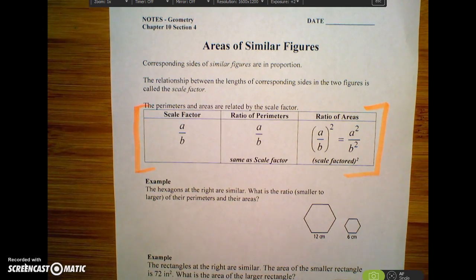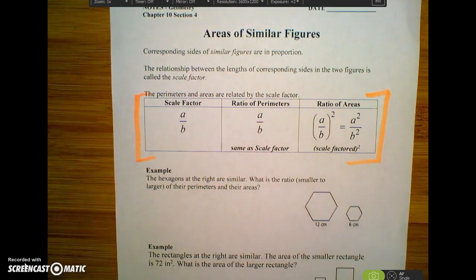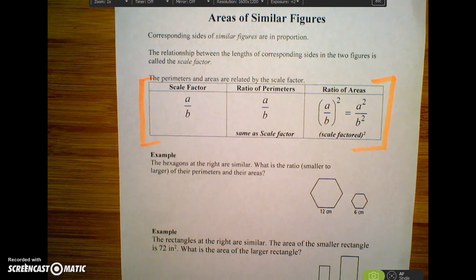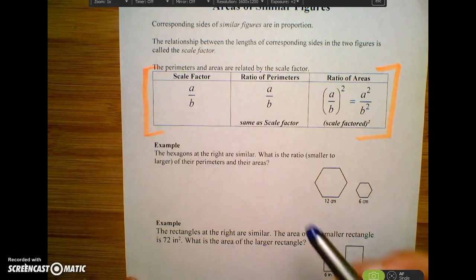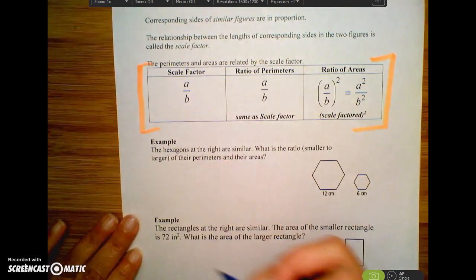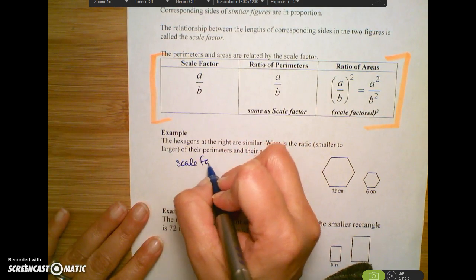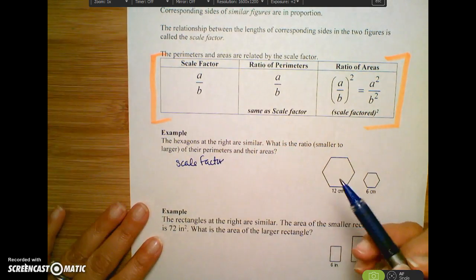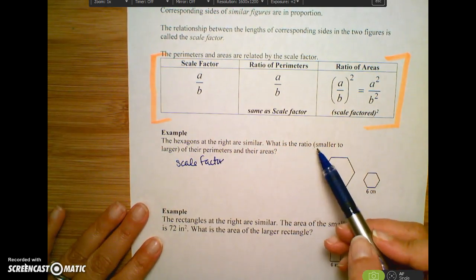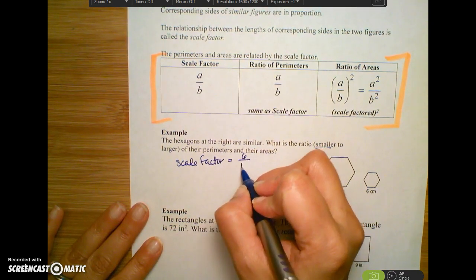Okay, so then we have an example here that says the hexagons to the right are similar. What's the ratio, smaller to larger, of their perimeters and their areas? Okay, so the first thing we need to find is the scale factor. And the way we find the scale factor is that we compare corresponding sides, and we're supposed to go smaller to larger, so we're going to say that's 6 to 12.